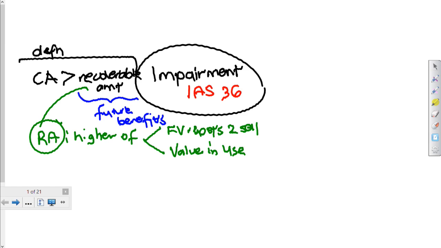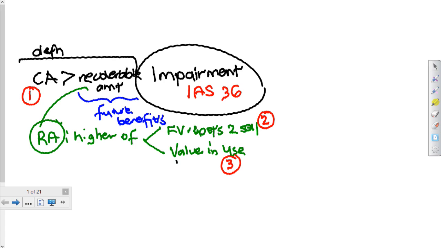So clearly, you can already see three calculations when we're doing an impairment test. You have to work out a carrying amount, you have to work out a fair value less costs to sell, and you have to work out a value in use. And then you have to determine whether or not you have impairment. And impairment would be if my carrying amount is bigger than my recoverable amount.